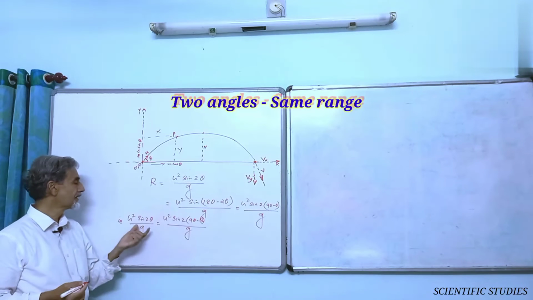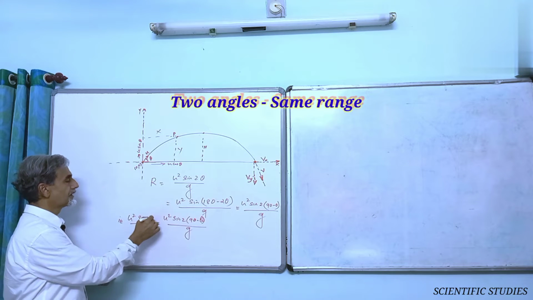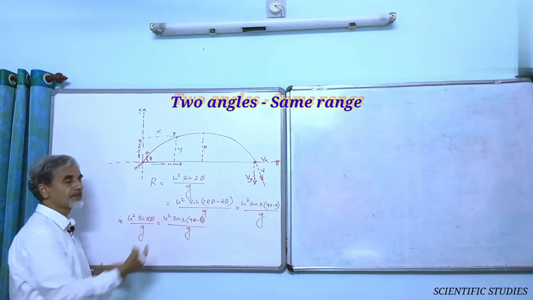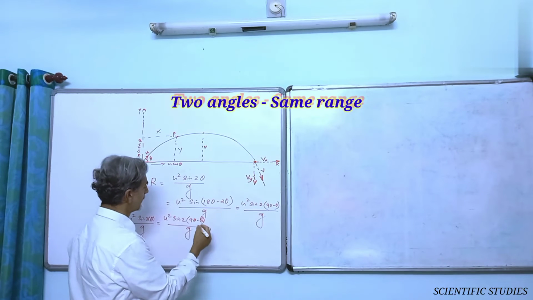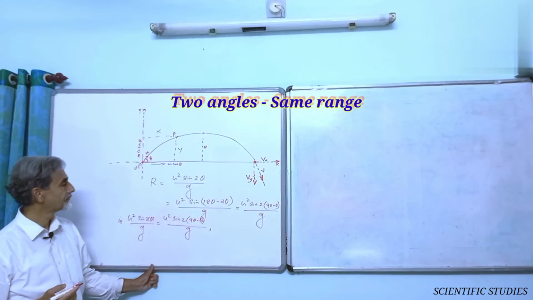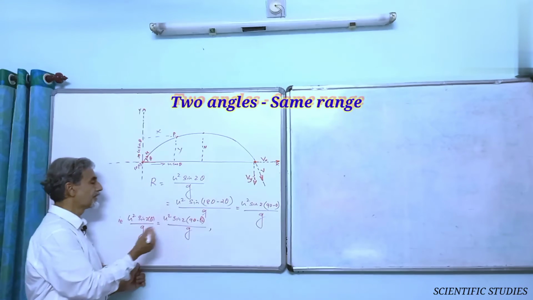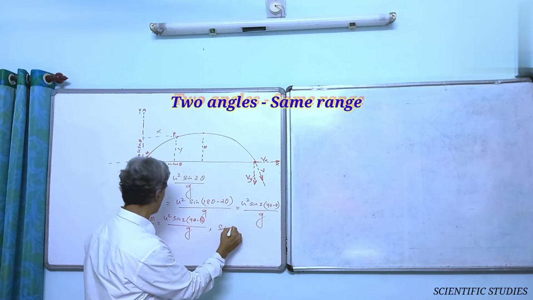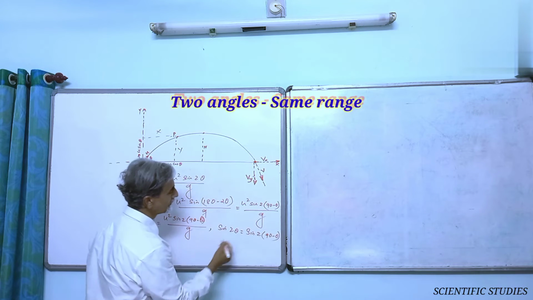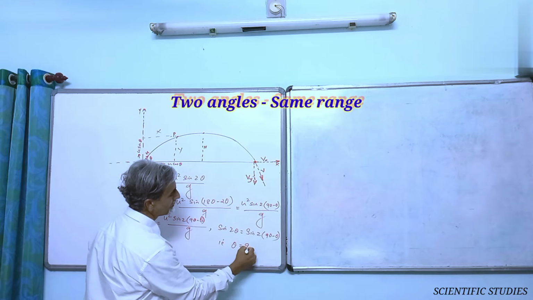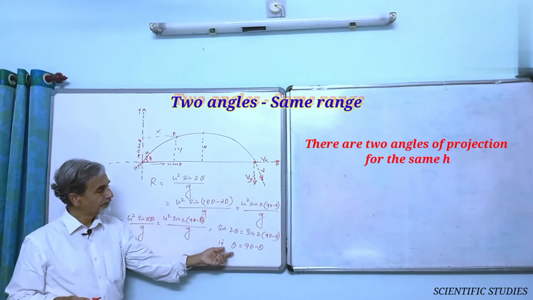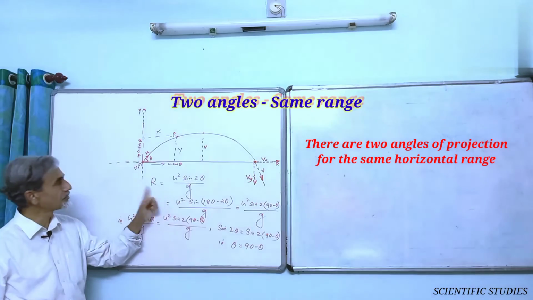Compare these two equations. Here u square sine 2 theta by g, that is 2 theta, and here u square sine 2 of 90 minus theta. Compare these two equations. Sine 2 theta is equal to sine 2 into 90 minus theta. That is, theta is equal to 90 minus theta. Which means that for two angles of projection, we will get the same horizontal range.